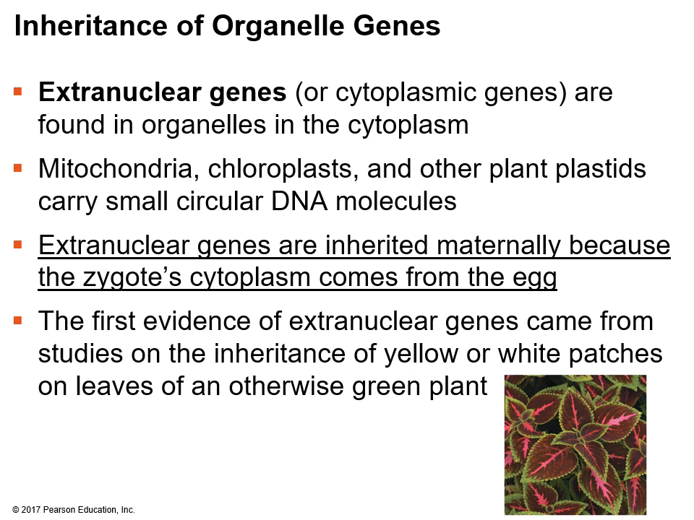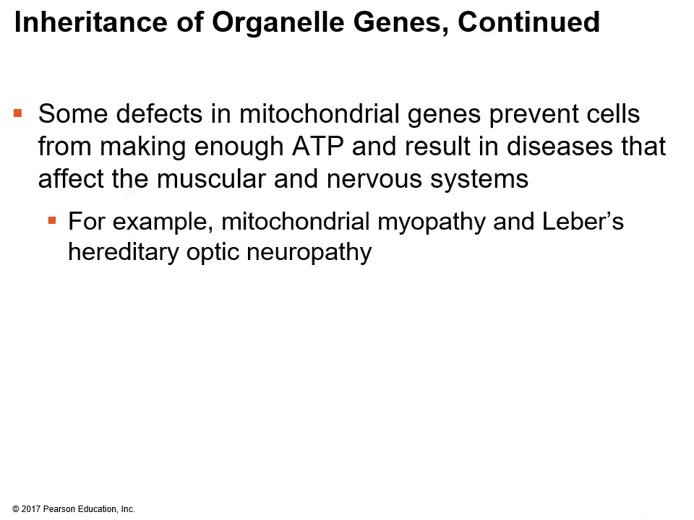The first evidence of extranuclear genes came from studies on the inheritance of yellow or white patches on leaves of an otherwise green plant. Some defects in mitochondrial genes prevent cells from making enough ATP and results in diseases that affect the muscular and nervous systems. For example, mitochondrial myopathy and Leber's hereditary optic neuropathy. So genes that are located not only in the nucleus but in the mitochondria are also important.